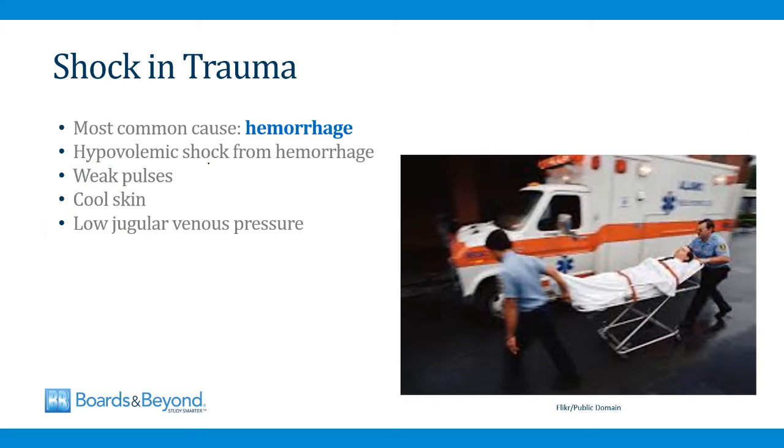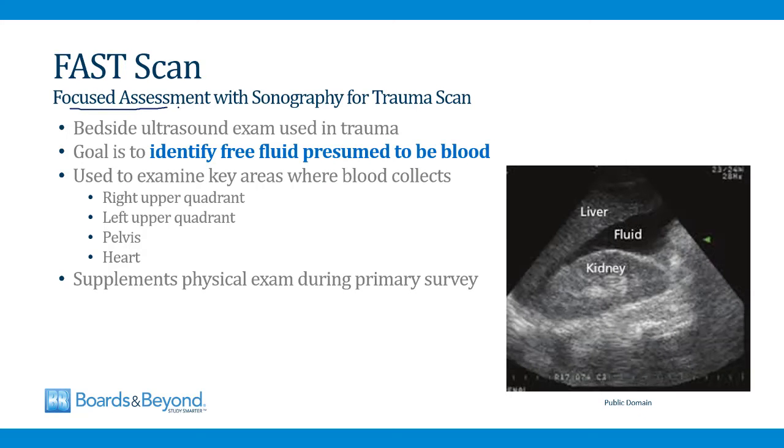So like I said, the most common cause of shock in trauma is hemorrhage. Patients develop hypovolemic shock from massive blood loss and hemorrhage. This leads to clinical findings like we talked about on the last slide, things like weak pulses, cool skin, and low jugular venous pressure. FAST stands for Focused Assessment with Sonography for Trauma, and a FAST scan is a bedside ultrasound that's used in trauma with the goal of identifying free fluid in body cavities that is presumed to be blood. So as part of the assessment of circulation and the evaluation for hemorrhage, ultrasound is often used in the trauma bay to look for fluid in body cavities that is presumed to be blood.